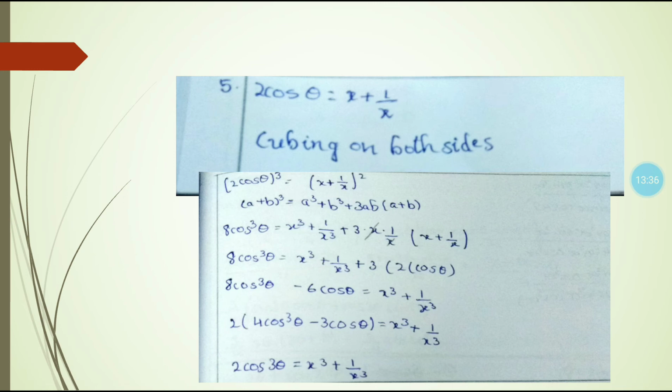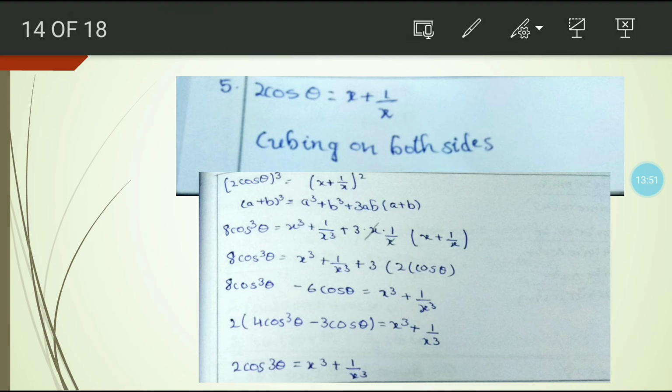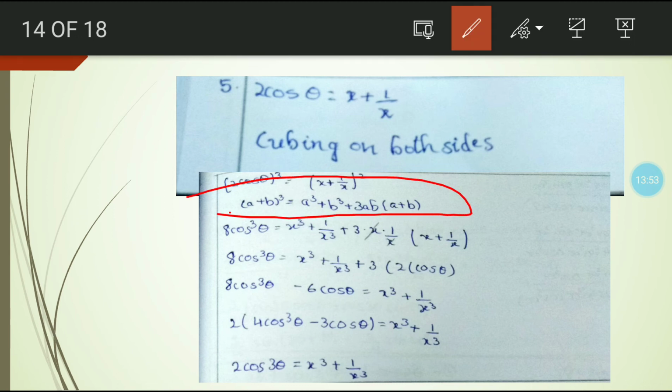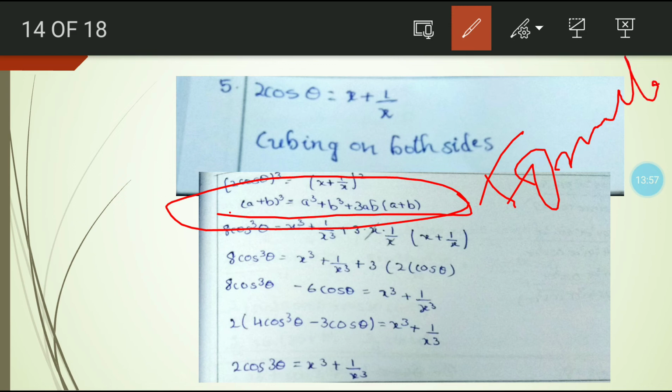Now fifth question we will see here. 2 cos theta is equal to x plus 1 by x. We should cube both sides here. If we cube, it will be (2 cos theta) whole cube equals (x plus 1 by x) whole cube. Then here we wrote the formula, you can see. This is the formula.